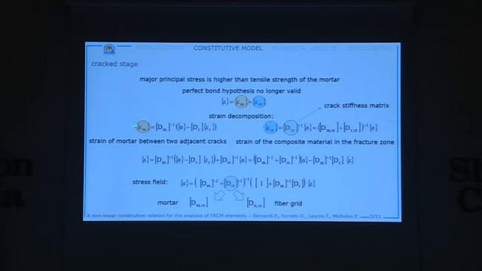So the strain of the mortar between 2 adjacent cracks can be calculated with the same stiffness matrices that we have already seen in the last slide, while the strain in the fracture zone is governed by this matrix, that is a crack stiffness matrix that can be evaluated after some passages, and is due to the contribution of the mortar and of the fiber grid in the fracture zone. So after some mathematical passages, we can reach this stress field that can be written in this way. So these two contributions, the mortar in the fracture zone and the fiber grid in the fracture zone, we have to evaluate these two contributions.